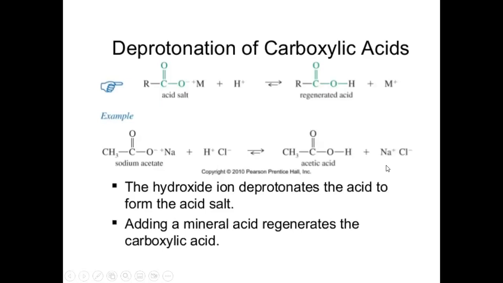So, deprotonation of carboxylic acid. The hydroxide ion deprotonates the acid to form the acid salt, right? And adding a mineral acid regenerates the carboxylic acid. So this is how, in commercial settings where they add acid salt, you can regenerate the acid. For example, sodium acetate becomes acetic acid when you add HCl.